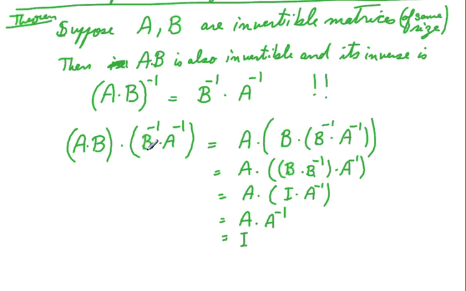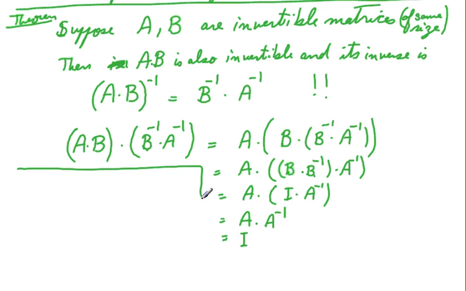See, it was crucial for this B to be on the left to match up against this B that was on the right, for them to essentially cancel each other, and then it lets A's cancel each other, and then we get identity. So this guy is the inverse of that.